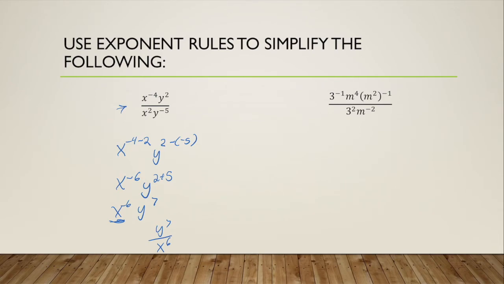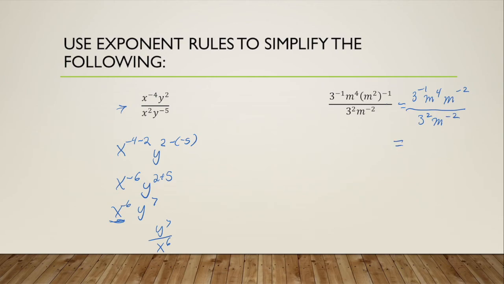I have 3 to the negative 1 times m to the 4th times m squared to the negative 1st, over 3 squared m to the negative 1st. Let's start by simplifying that numerator. I've got 3 to the negative 1, m to the 4th, and I want to get rid of parentheses, right? If we use GEMS, we get rid of grouping symbols first. If you're using PEMDAS, it's parentheses. Both are ways to approach order of operations, as we talked about earlier in this course. M to the negative 2 over 3 squared m to the negative 2.